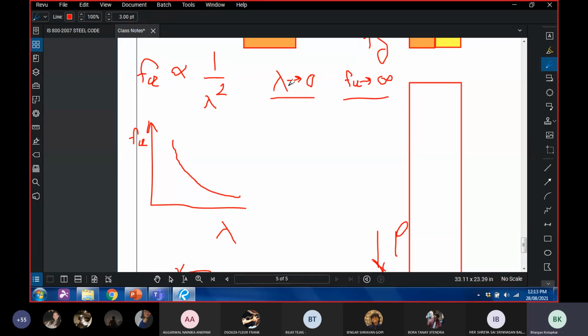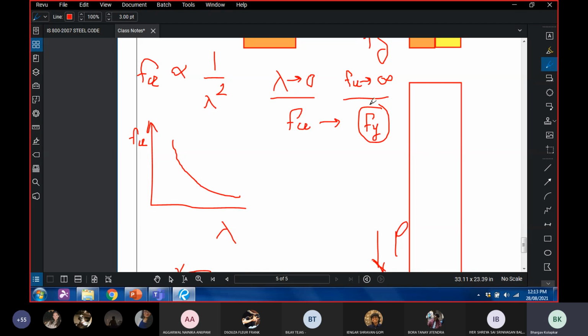What basically this formula says is that as lambda tends to 0, FCR tends to infinity. Theoretically, that is what the formula says. But we are forgetting something: this is for a slender column. Irrespective of the column type, there is always an upper limit of FCR, and that limit is equal to Fy. Why? It's very simple. Be the column slender, short, or intermediate, it can never exceed yield stress, irrespective of the type of the column.